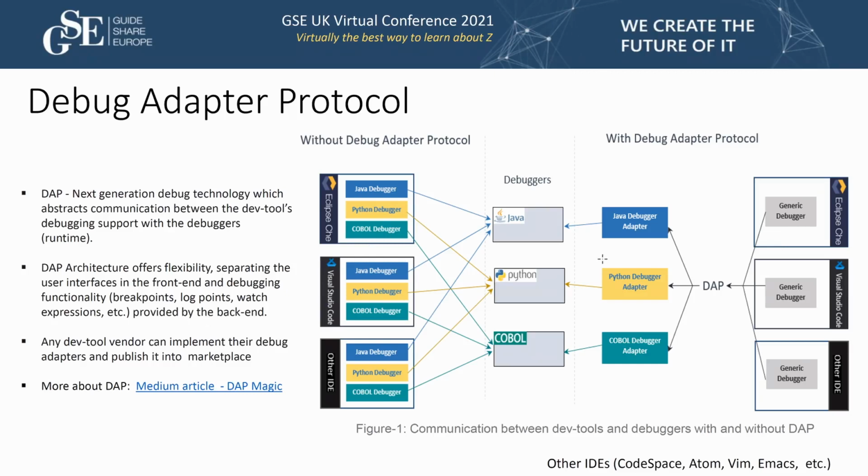Regarding the features, currently, these are the most obvious features during debugging: breakpoints, log points, hit points, watch expressions, and conditional and unconditional breakpoints, because they are the events which are triggered when we are debugging.